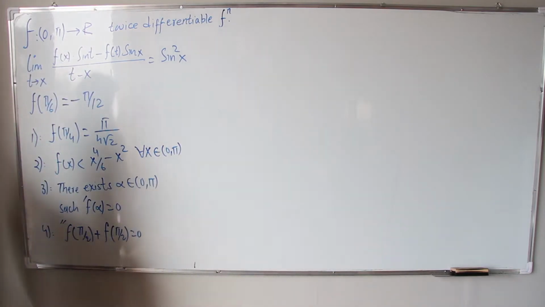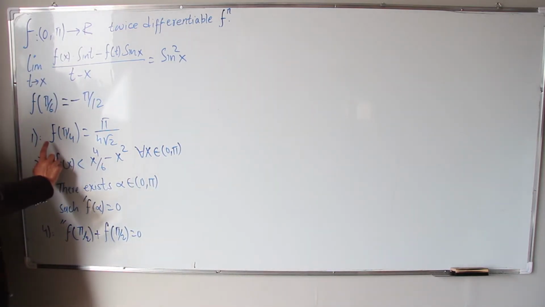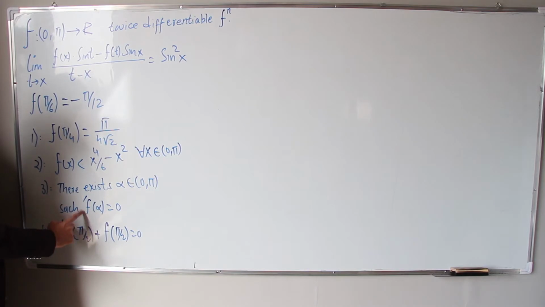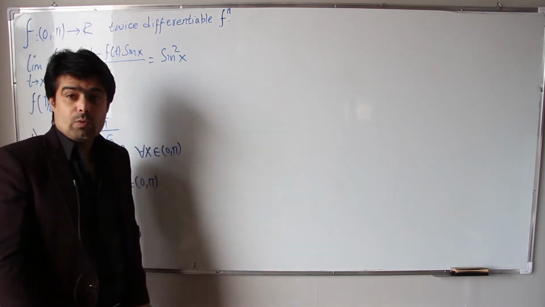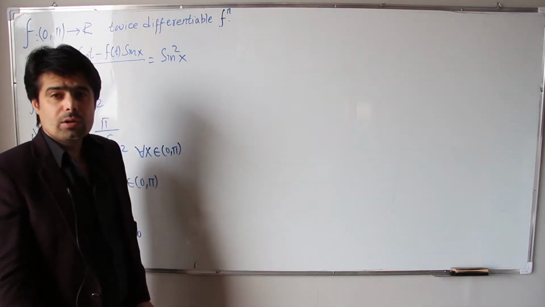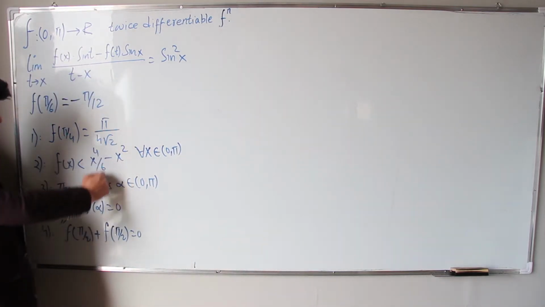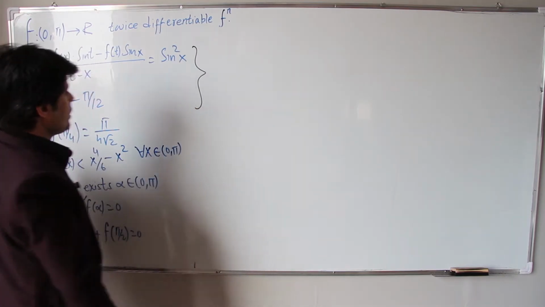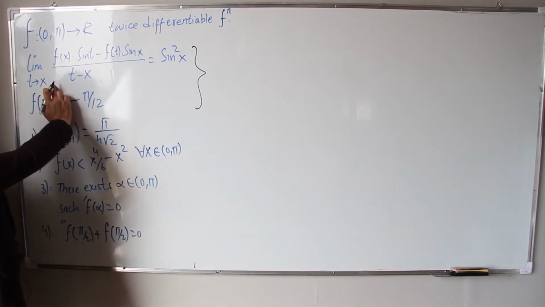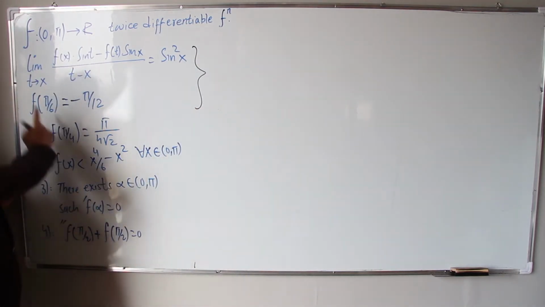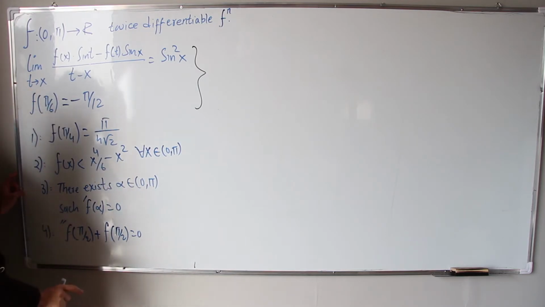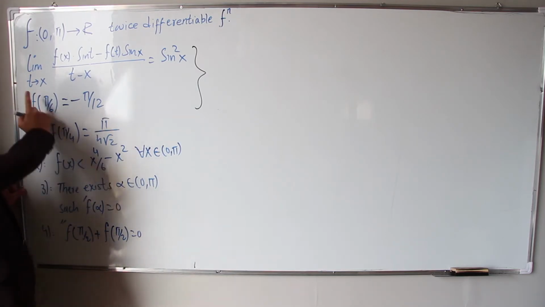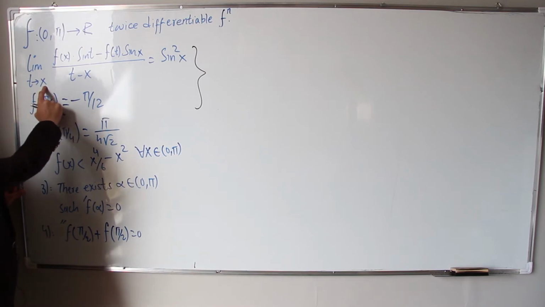Looking at the answers, we have f, also f prime, f double prime, and also f. It means first we have to find the function. Then, according to the function, we can find the solutions for the answers. In these two conditions we have this limit. Now what do you think? In this limit, is t the variable or x the variable? I think t is the variable and x is a constant.